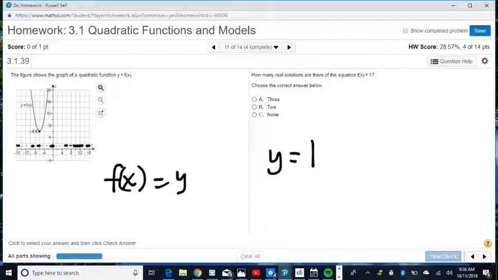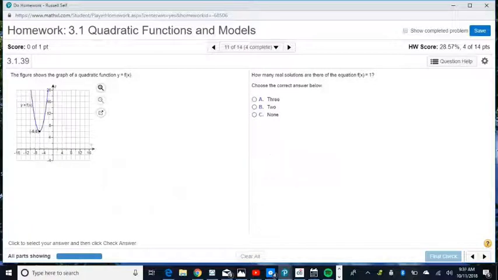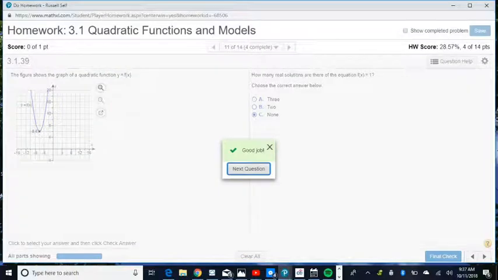So what we have is that line right there is y equals 1. Well, what do you notice? Do you notice the blue graph? Does it ever cross that point? No. So if it never crosses, then that means there are no real solutions for that particular number. Okay?